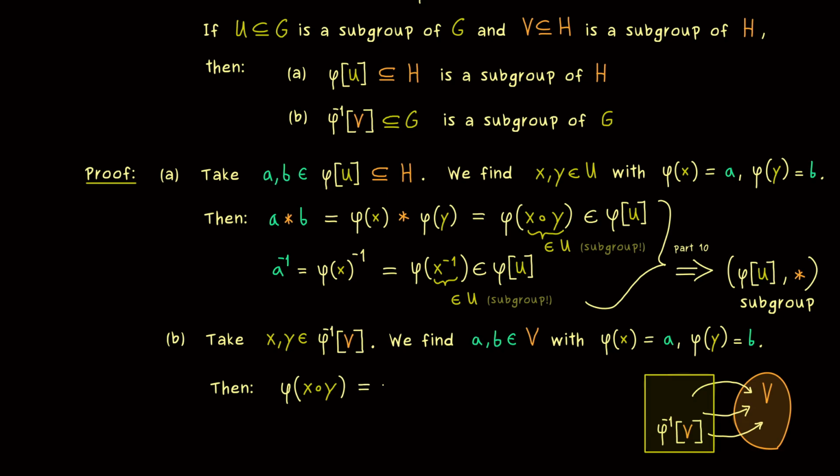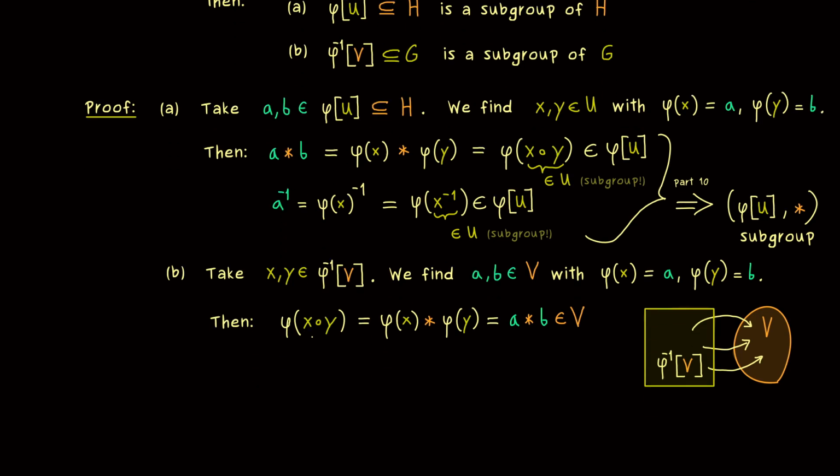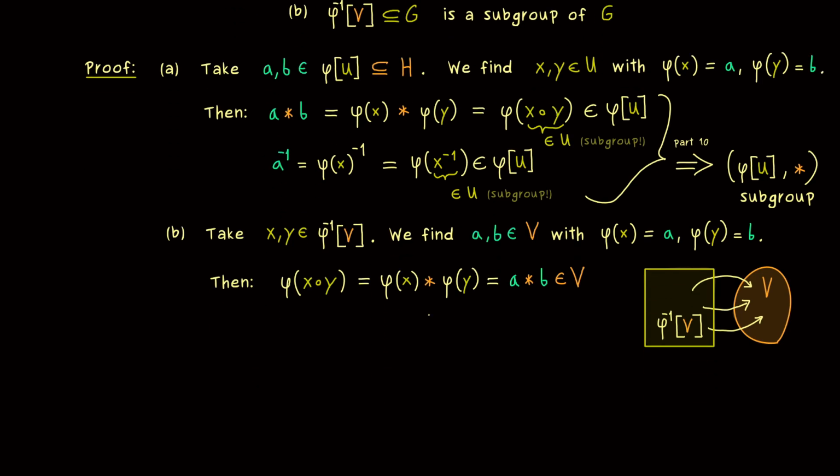We just apply our homomorphism property, which is phi of x star phi of y, which is also A star B. And now we apply the same reasoning as before. V is a subgroup, so A star B lies in V again. So the conclusion for this equation is that x with y lies in the preimage again.